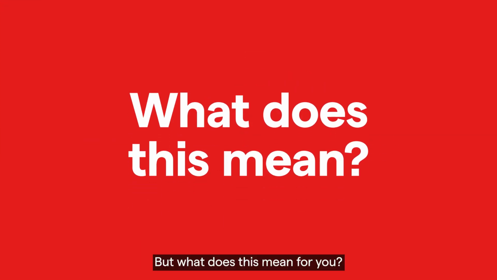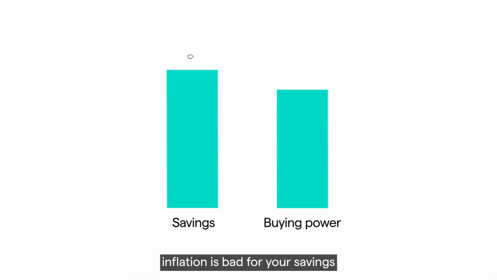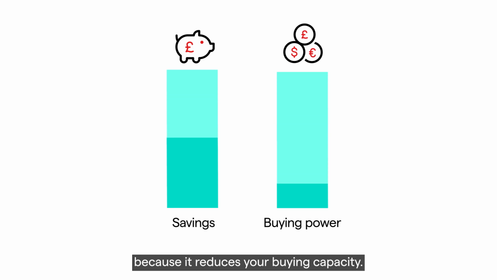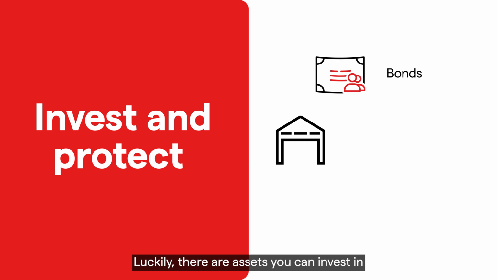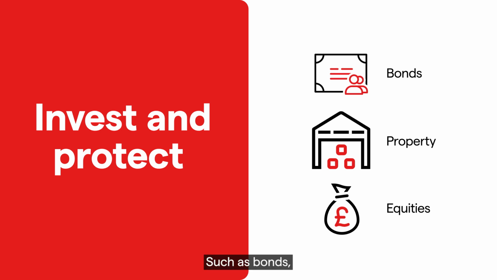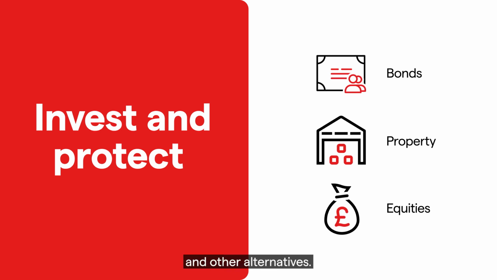But what does this mean for you? Well, simply put, inflation is bad for your savings because it reduces your buying capacity. Luckily, there are assets you can invest in to offset inflation and protect your savings, such as bonds, property, equities, and other alternatives.